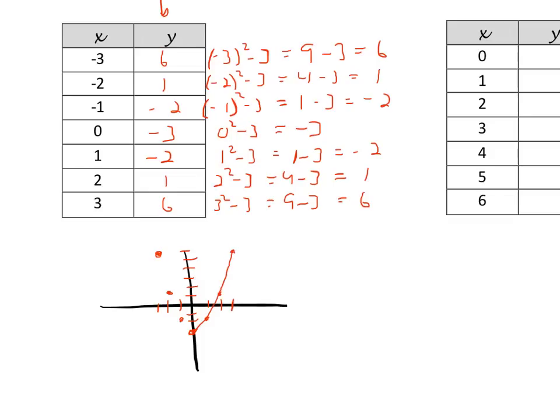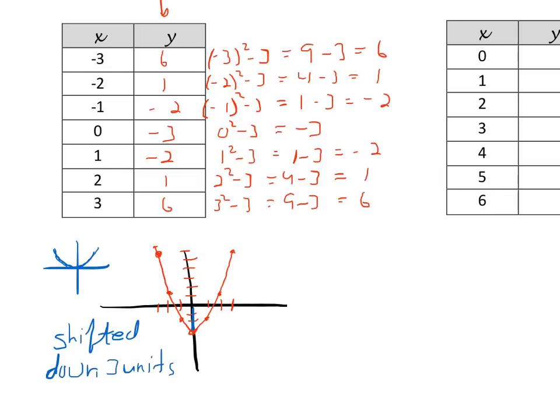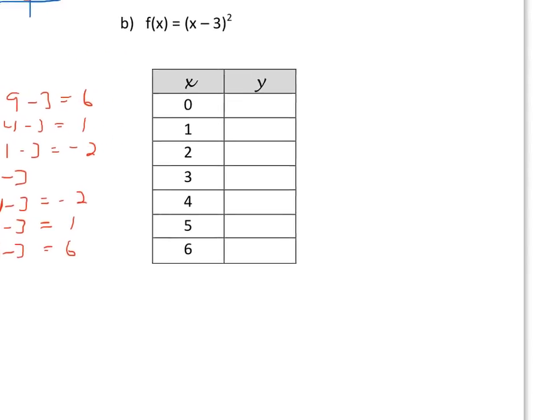So here's our function. Make sure you plug numbers in properly and do the math properly. Understand the parentheses, otherwise your graph's going to be messed up. But if we look at this, it kind of looks like the parent function, which we said has the minimum at the vertex, at the origin. This one looks like it has shifted down. If we count it, it looks like 3 units. And that's our observation that we make. Shifted down 3 units.